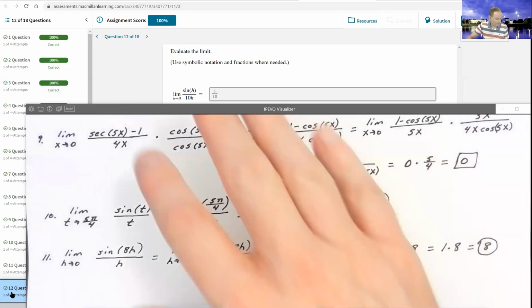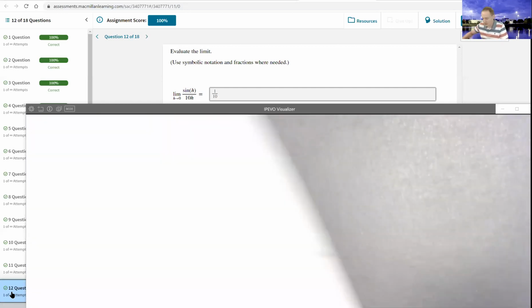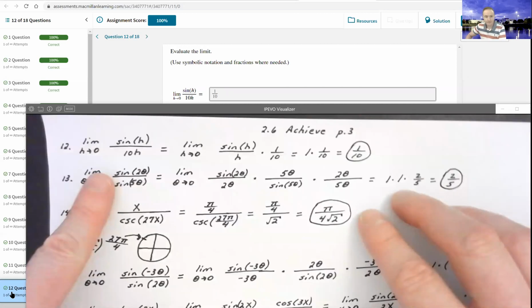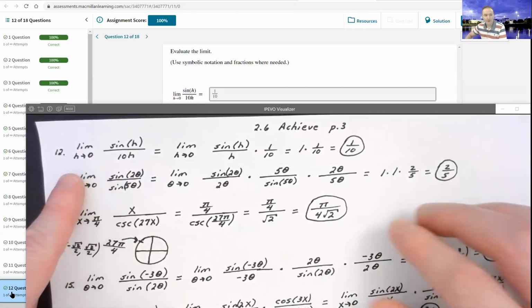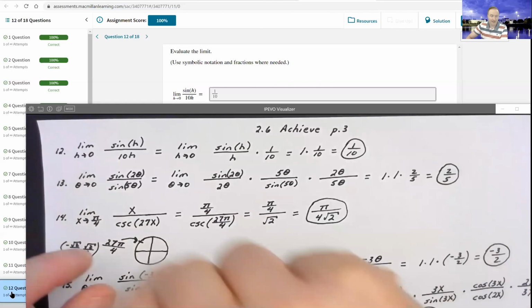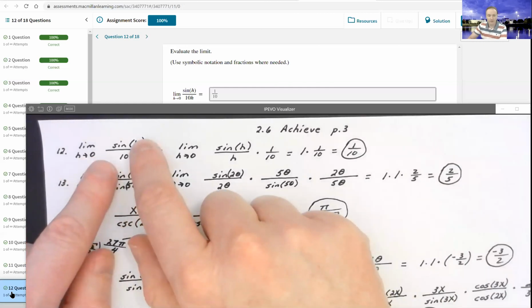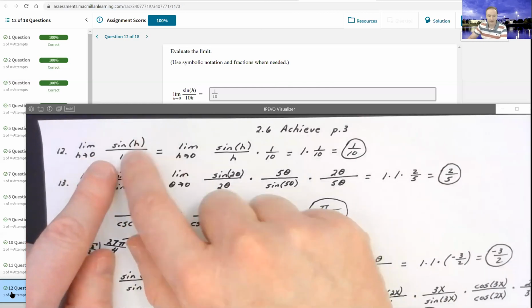Last part of this, or the last page it took me to do this homework assignment. Number 12, we have, again, this is one of the annoying ones. You can just look at it and say, John, the answer is 1 over 10.